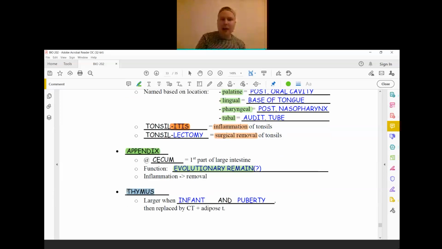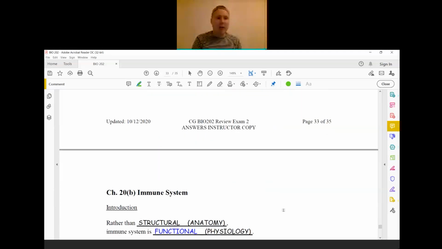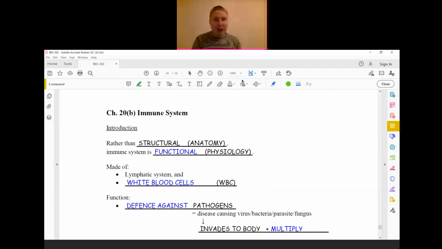And finally, thymus. You remember we talked about thymus earlier on. That's where the T cells went to mature, and it was larger when you were younger and then shrank because it got replaced by connective tissue and adipose tissue. In terms of the immune system, what you need to know, we're keeping it very, very simple. Rather than being a structural system, it's actually all about function. It is housed within the lymphatic system. So we really don't have anything to talk about its structure.